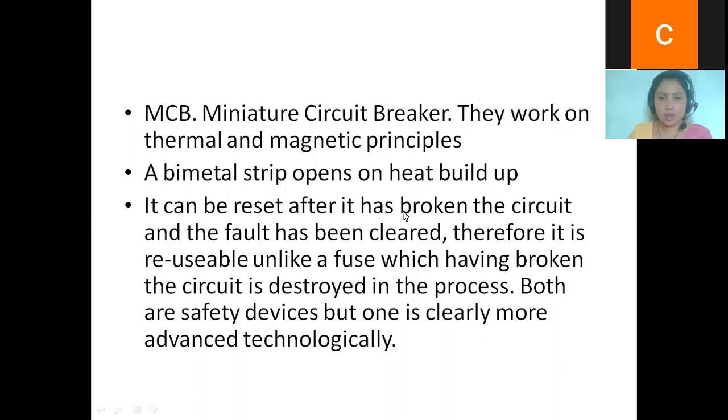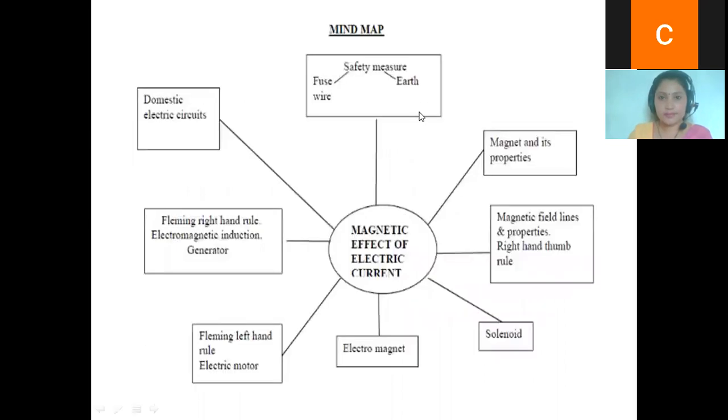Hope I am audible. And this is the mind map. This is the entire lesson review. Could you please check the mind map, children, displayed here?